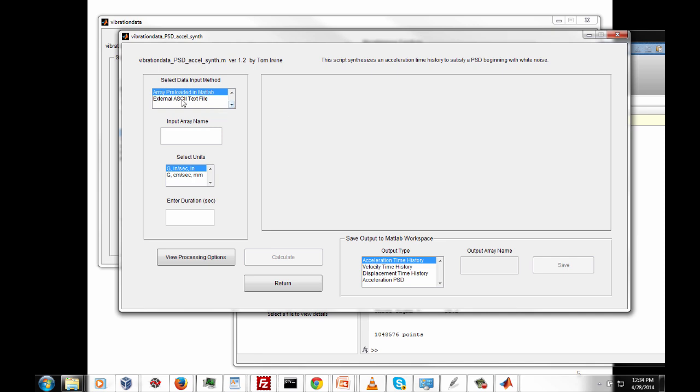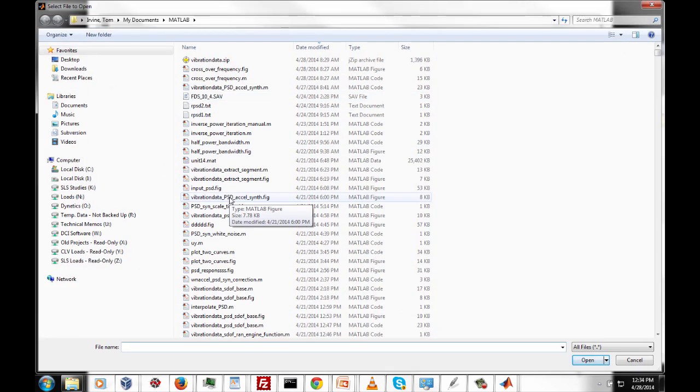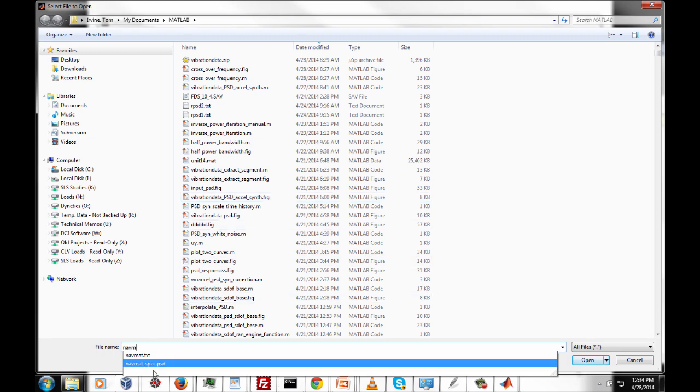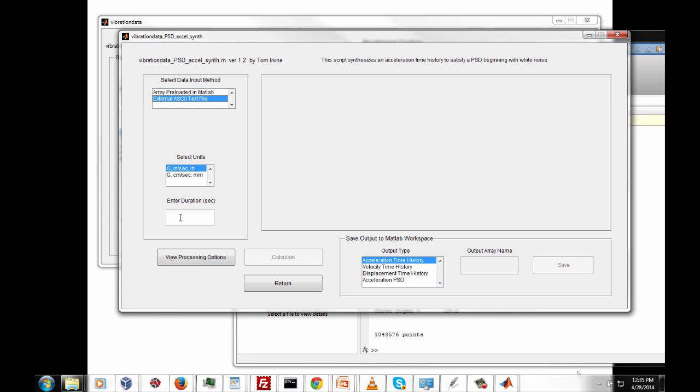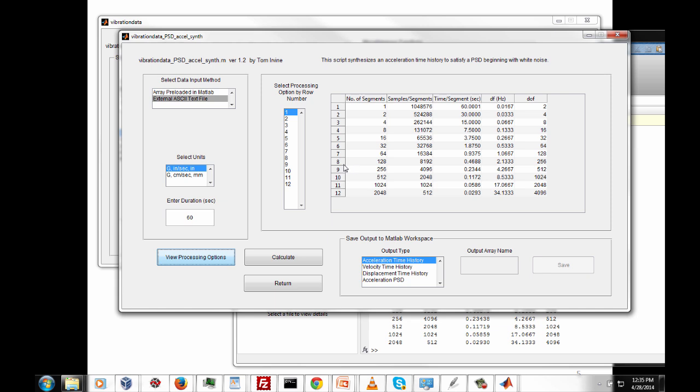So what we're going to do is I have the navmat points in an external ASCII file. So it's navmat_spec.psd. And we're going to do a 60-second time history synthesis. View the options. Now this is where we apply our critical thinking skills. And we're going to choose row 8.